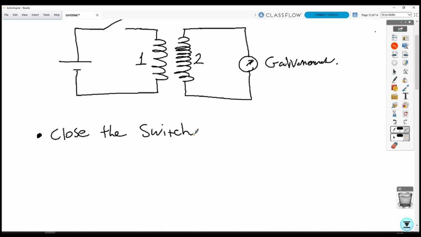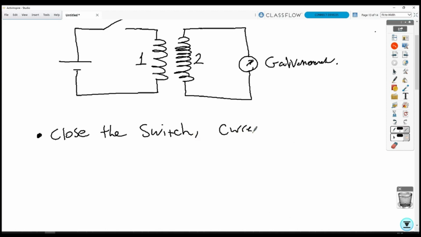Now, this only happens because when you close a switch, the current does not instantaneously flow at its maximum value. Rather, it goes from zero up to its maximum value. And that happens very quickly. But if we were to watch in slow motion, we would be able to see that the current would increase.